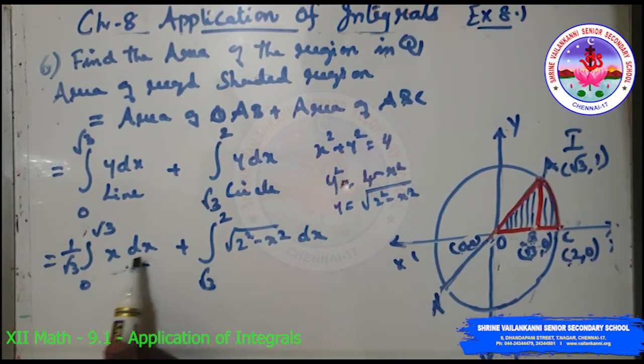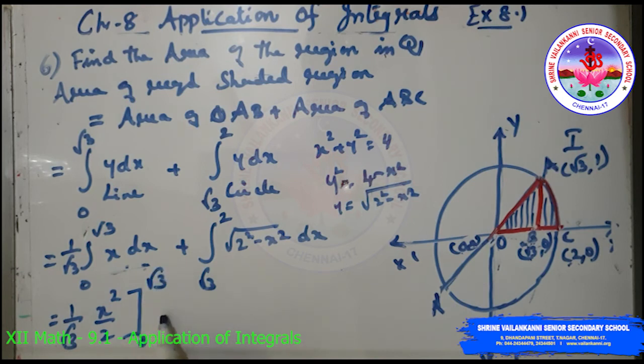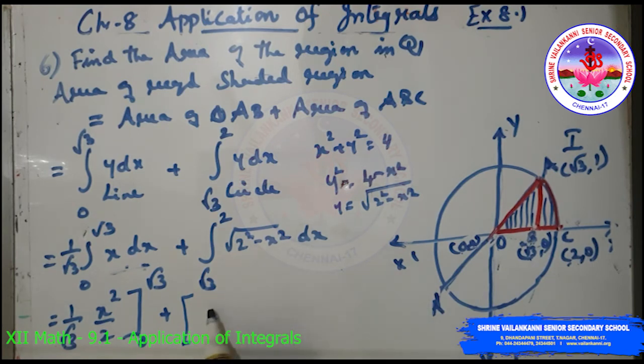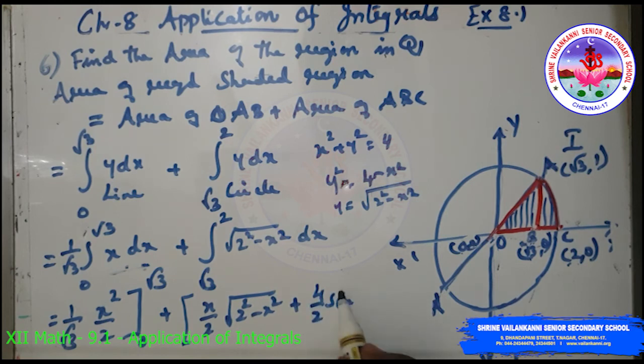So integrating x dx using the formula x power n plus 1 by n plus 1, we get 1 by root 3 into x power 2 by 2, limit from 0 to root 3, plus, using the integral of type root of a square minus x square, which is x by 2 root of a square minus x square plus a square by 2 sine inverse of x by a. A square is 4, so 4 by 2 sine inverse of x by 2. So limit is from root 3 to 2.